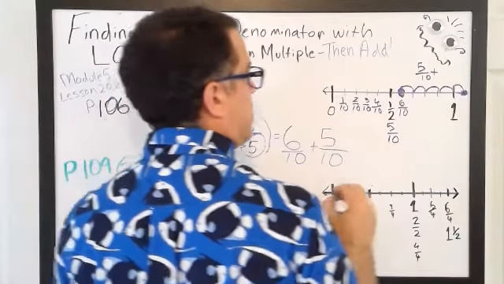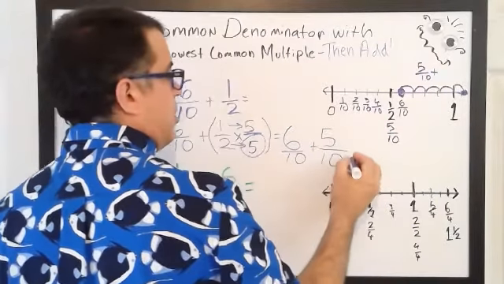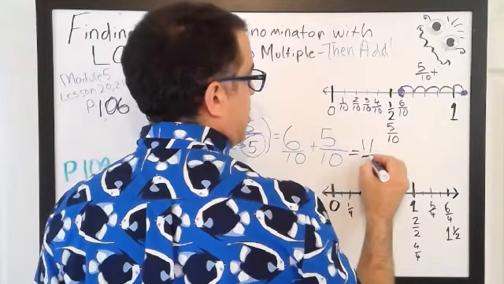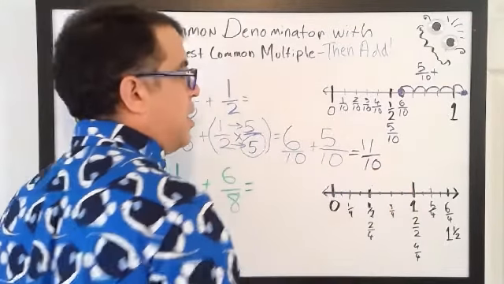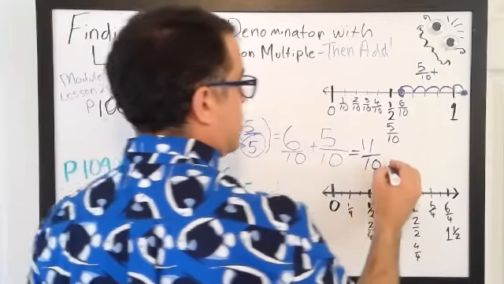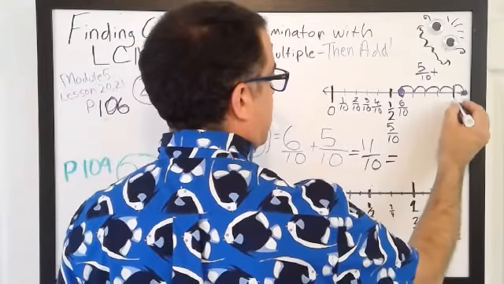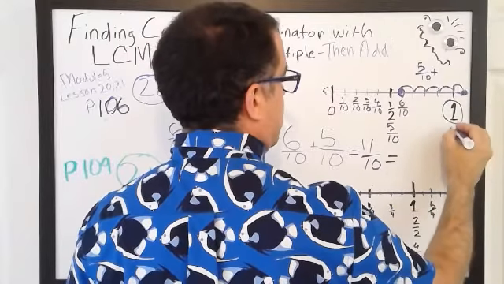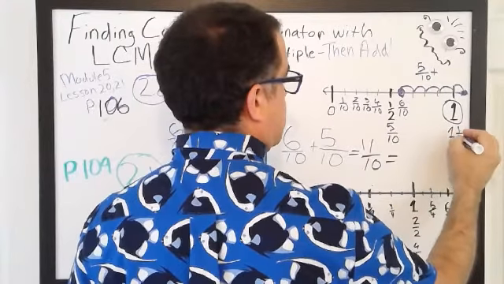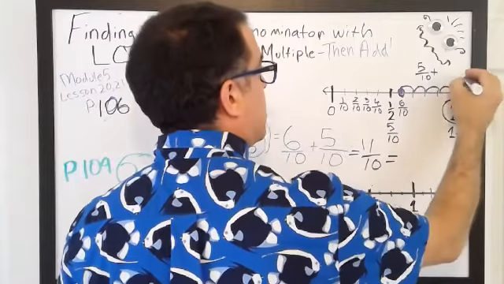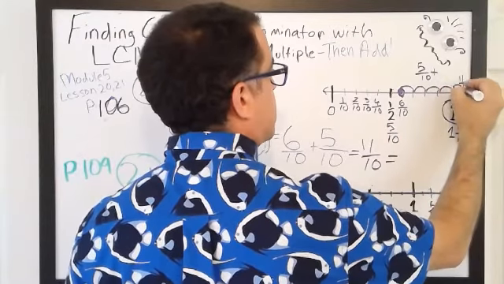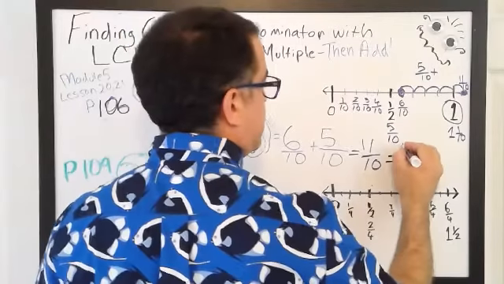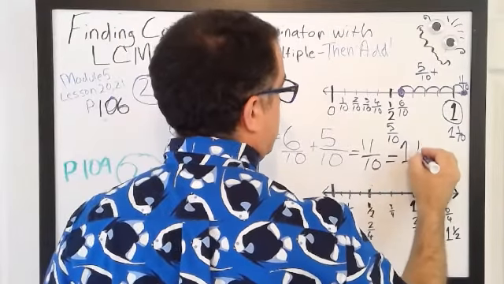So what is that going to equal? Well, we just come back over here and add. 6 plus 5 is 11 over 10. I need to write my answer as a mixed number. Let me look at my mixed number here. I have 1 plus 1 more tenth. So that equals 1 and 1 tenth or 11 tenths. Okay? I almost messed up there. I'll say 11 tenths equals 1 and 1 tenth.